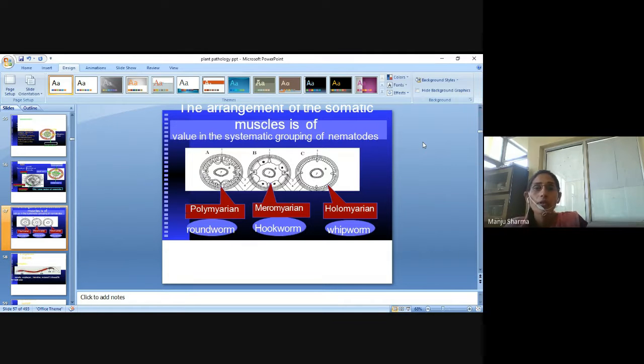The arrangement of the somatic muscles is of value in the systematic grouping of nematodes: polymyarian, meromyarian and holomyarian. Basically, the roundworm is polymyarian, the hookworm is meromyarian, and the whipworm is holomyarian.